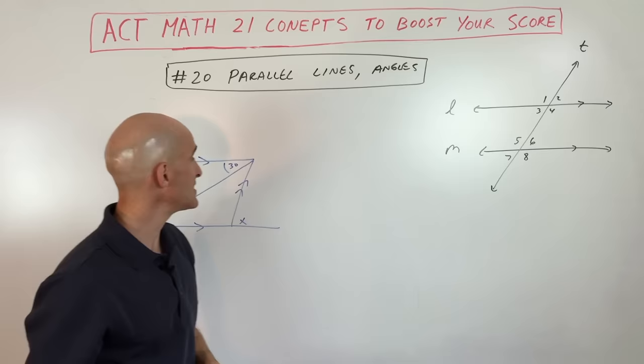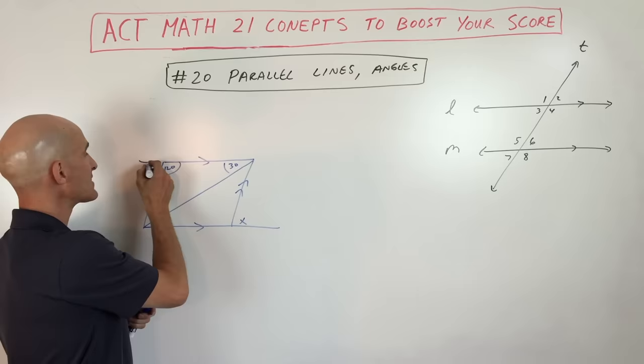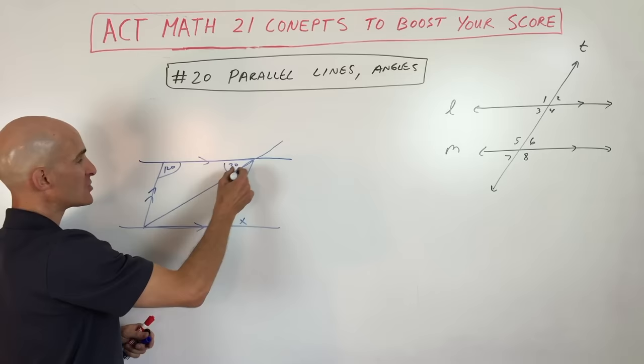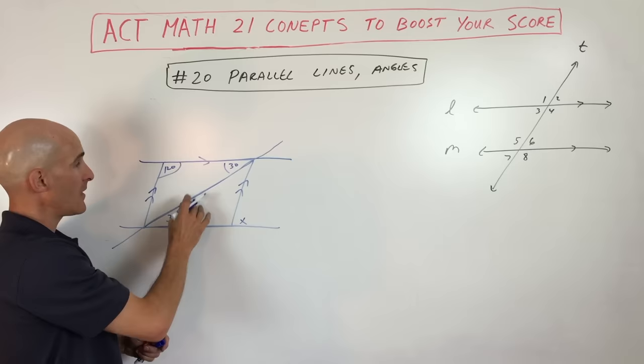You can see these two lines are parallel and these two lines are parallel. And sometimes what helps is to extend the lines a little bit, just so you can see that diagram jump out at you a little bit more in this diagram here. So you can see that these two angles are alternate interior angles. So if this is 30, this is 30. Also, you know in a triangle, all the angles add up to 180, which means that this angle must be 30 as well. That adds up to 180.